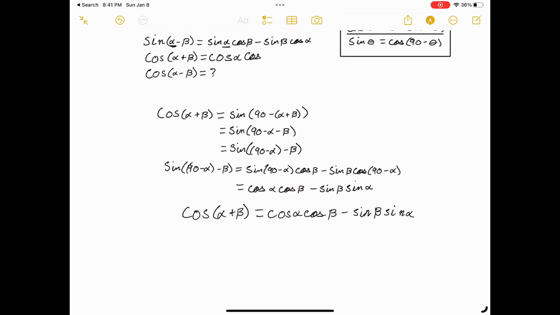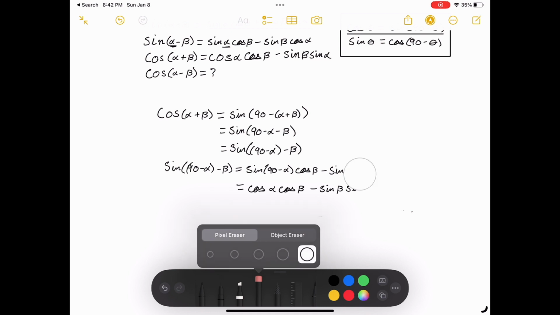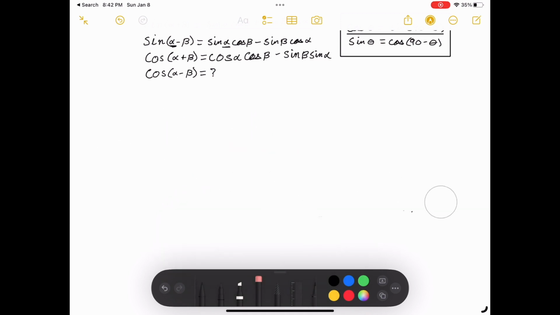And for the last and final identity, I'm going to go ahead and erase everything to make some space. Make it a little bigger. For the final identity, we're going to take the identity we just found, and we're going to do the same thing we did with our sine conversions, where we simply use the negative beta in place of beta.